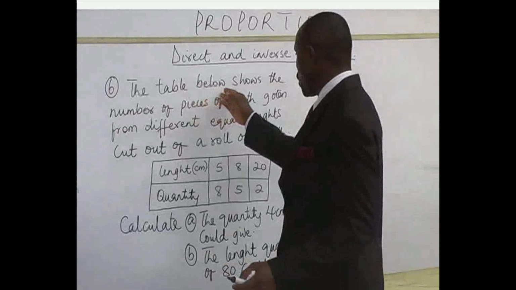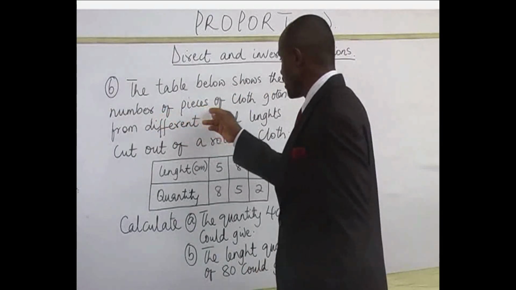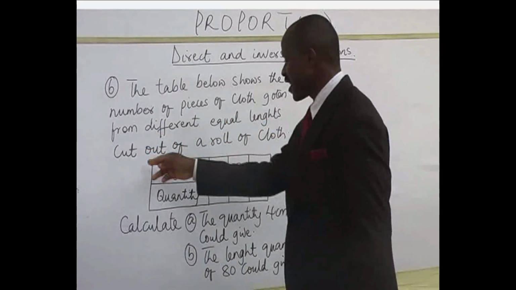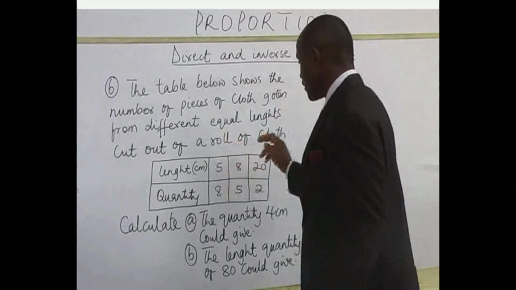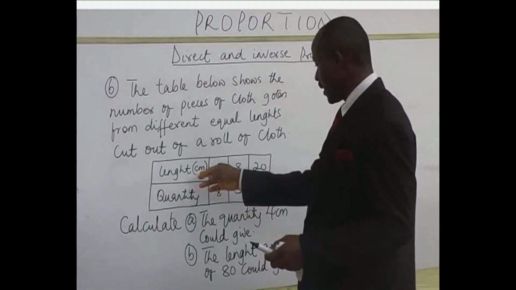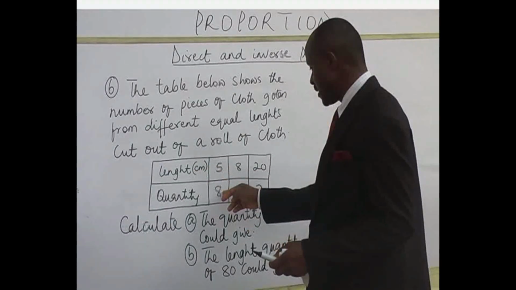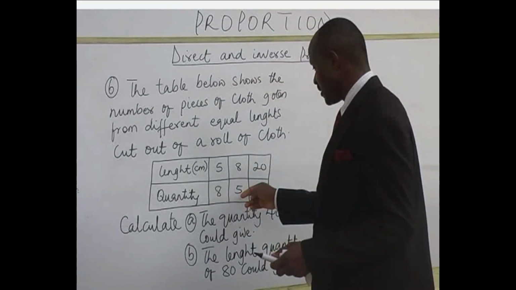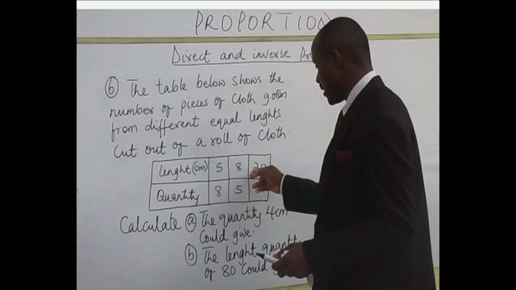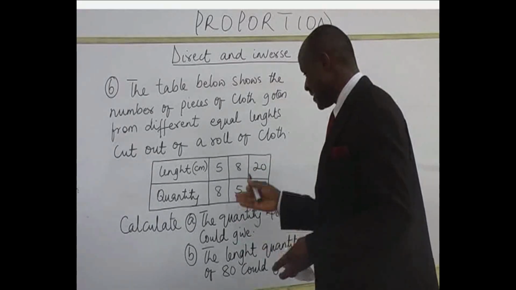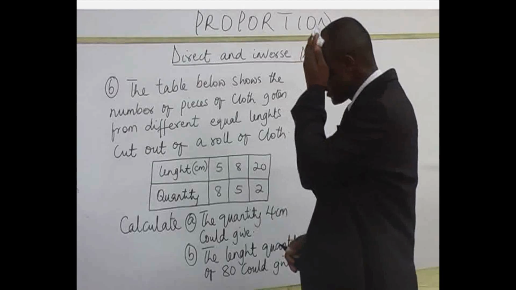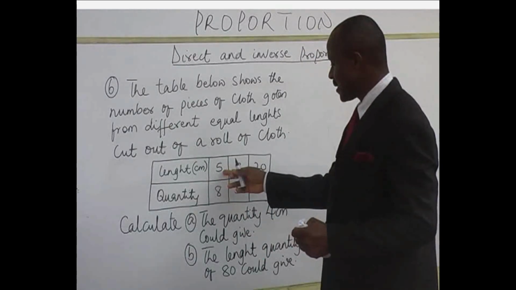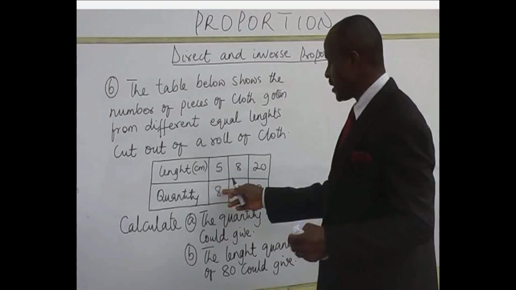The table below shows the number of pieces of cloth gotten from different equal lengths cut out of a roll of cloth. Length of 5 gave 8 pieces. Length of 8 gave 5 pieces. Length of 20 gave 2 pieces. This is an inverse proportion because the less the length, the more the quantity you can get from it.